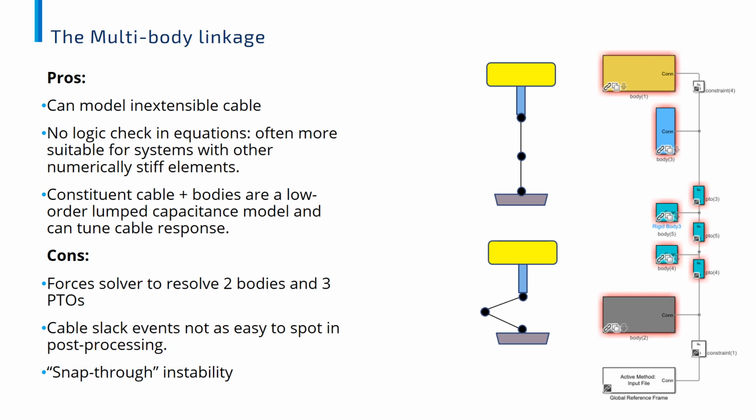Thinking about the downsides of this modeling method, we require a minimum of 3 PTOs and 2 bodies to resolve just the motion of one cable. In the event that you don't have a numerically stiff system already, this is likely to be quite a bit slower than just using the single block cable model. Secondly, if cable slack events or shock loads related to emerging from a slack event are a key concern for you, because the output structure of this methodology will be splitting the cable dynamics across all of its constituent PTO and body blocks, cable slack events are not as easy to spot in post-processing, although they are readily apparent once you know what you're looking for. And the third con is something we'll discuss in more detail on the next slide that I'm referring to for now as a snap-through instability.